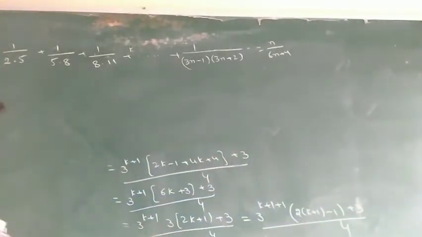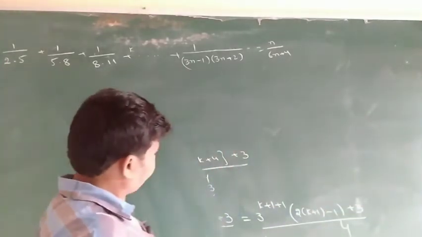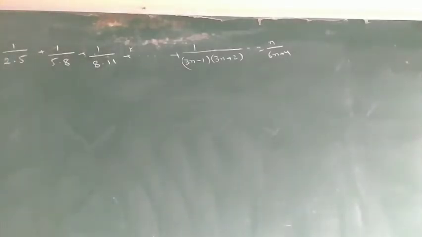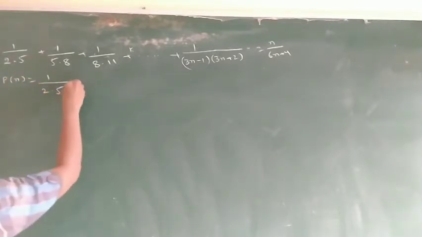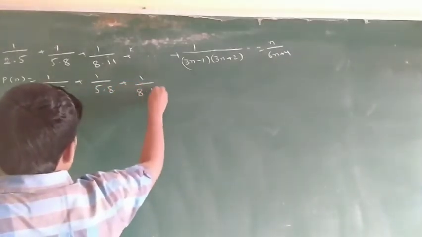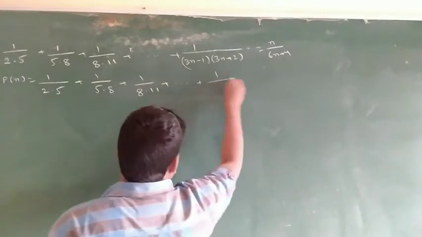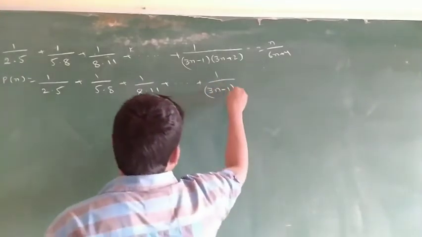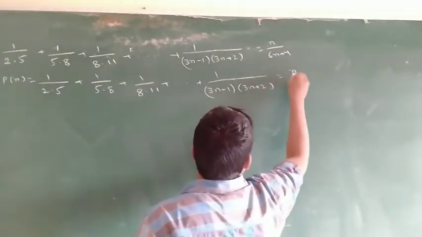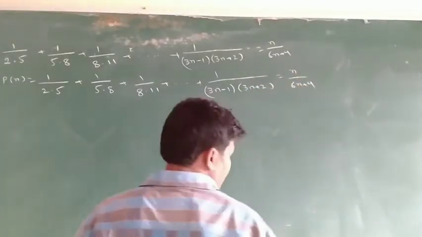This is 1 by something, okay? So what is the first step? Same thing. Solution: let P of n be 1 by 2 into 5 plus 1 by 5 into 8 plus 1 by 8 into 11 plus and so on, 1 by 3n minus 1 into 3n plus 2, is equal to n by 6n plus 4.